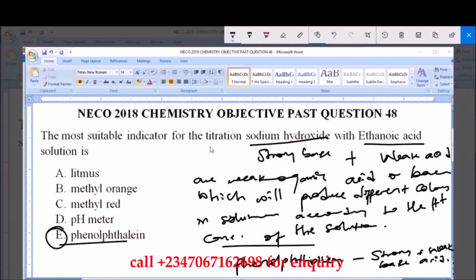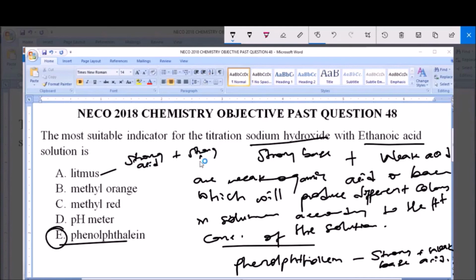Now, A says litmus. Litmus can be used for a strong acid and a strong base. B says methyl orange. Methyl orange is used for a strong acid and a weak base. C says methyl red. Methyl red can be used for a strong acid and a strong base. D is pH meter.